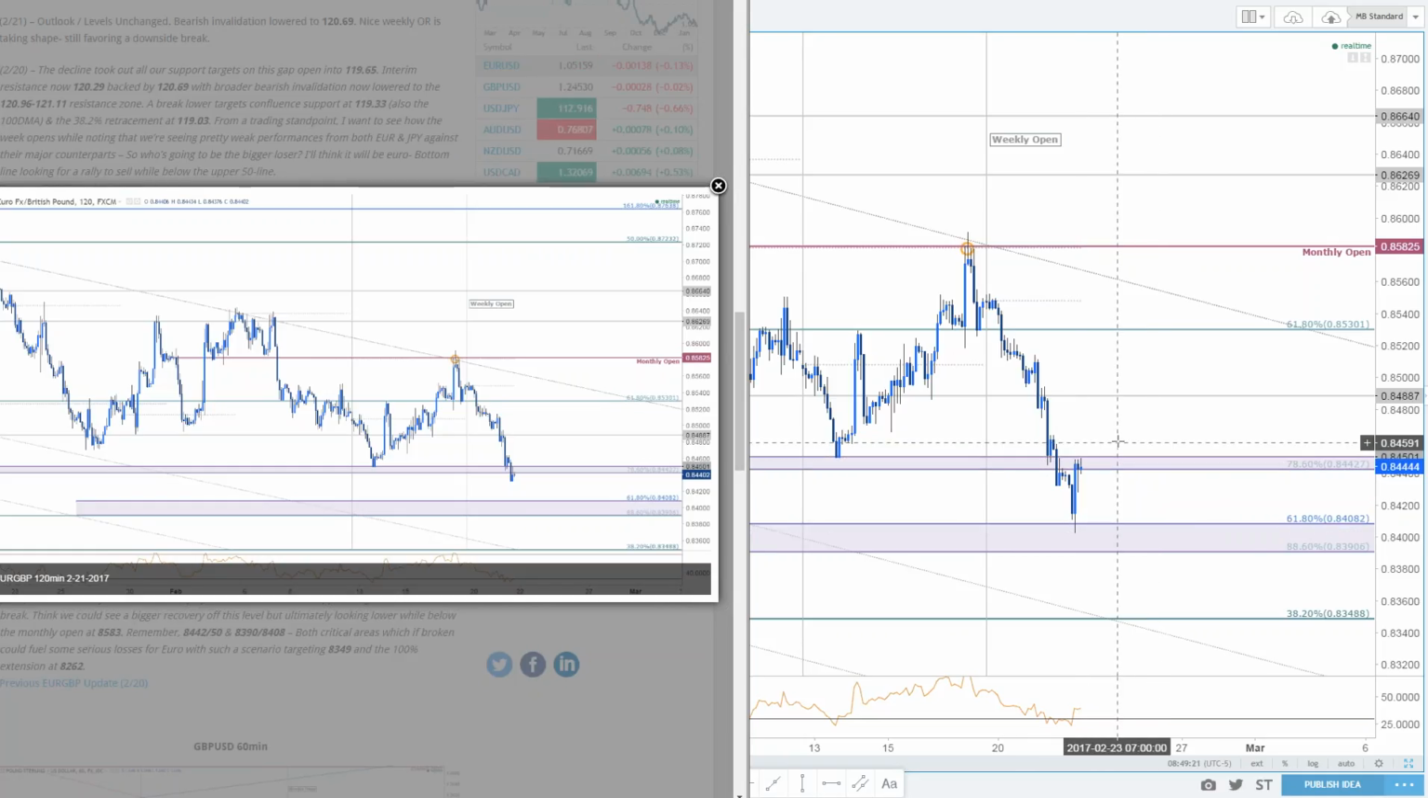If we drift higher, I don't want to do anything with it. Sit tight, look for exhaustion on the way up for another entry. But I'm not really interested in playing the long side of Euro pound.